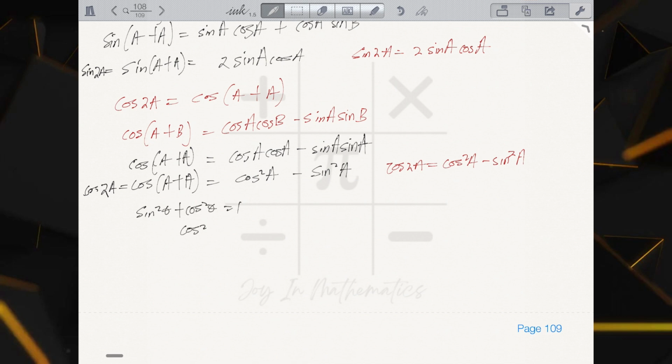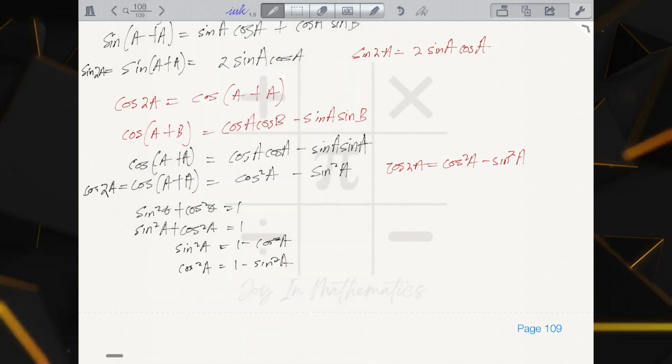Now let's implement that. If sine squared theta plus cos squared theta is equal to 1, then we can change theta to A, so sine squared A plus cos squared A is also equal to 1. If we make sine squared A the subject of the formula, sine squared A is equal to 1 minus cos squared A. If we make cos squared A the subject, cos squared A is equal to 1 minus sine squared A. Now we can make this substitution.